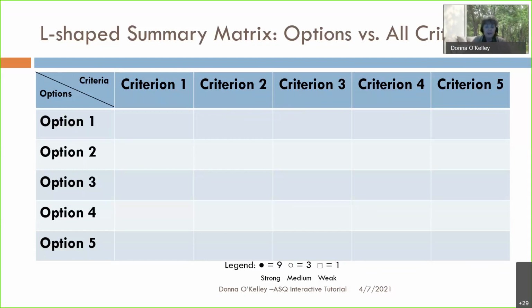So in this case, we're using symbols. The filled-in circle on the bottom is equal to 9. So that's a strong yes, we want that. That meets that criteria well. An open circle is a 3, so that's medium. And an open square is a 1, correlates to a 1.